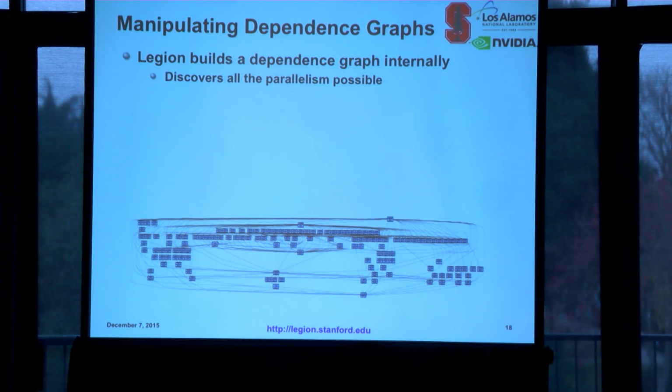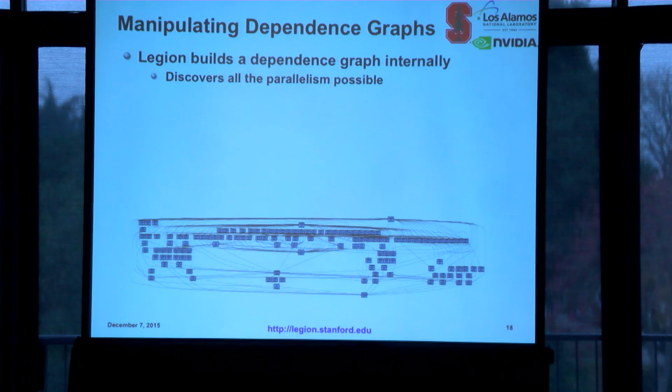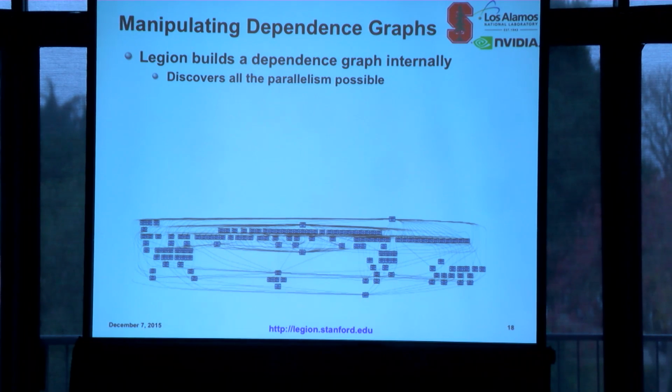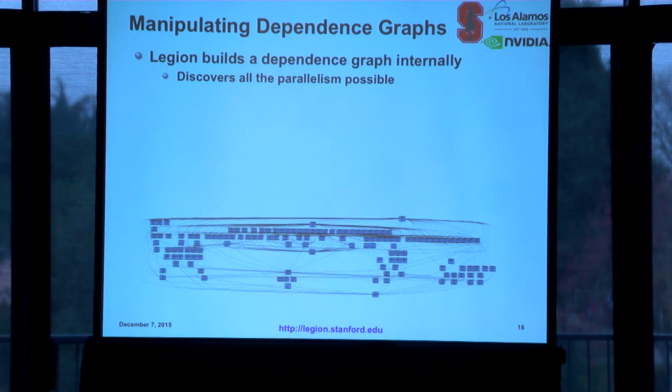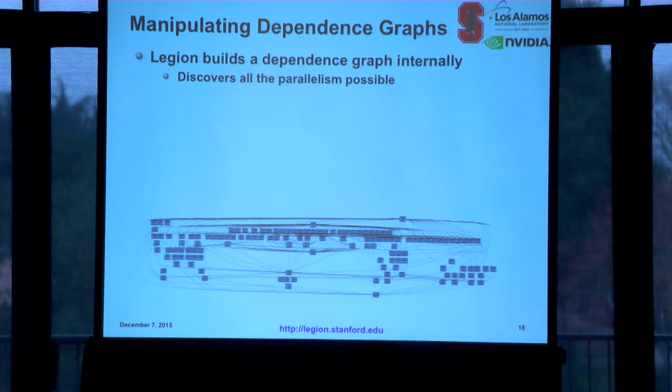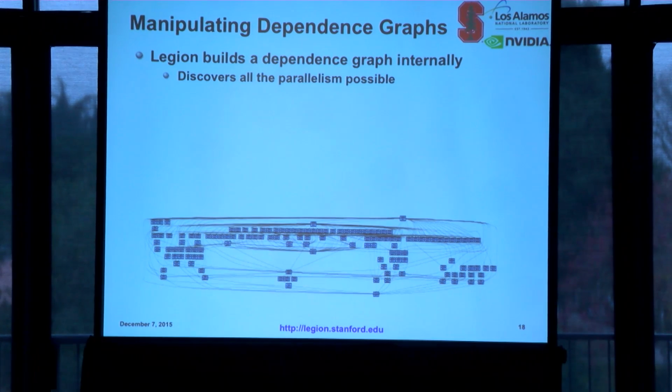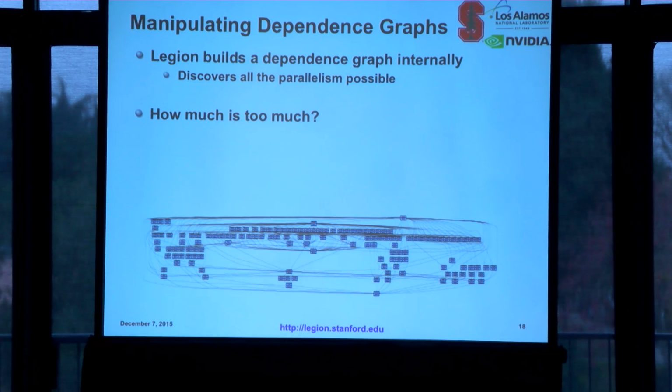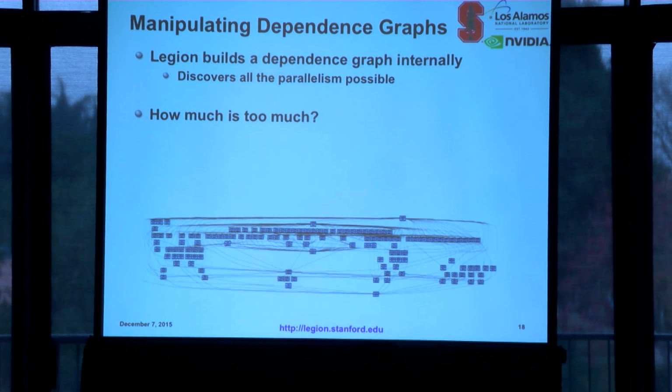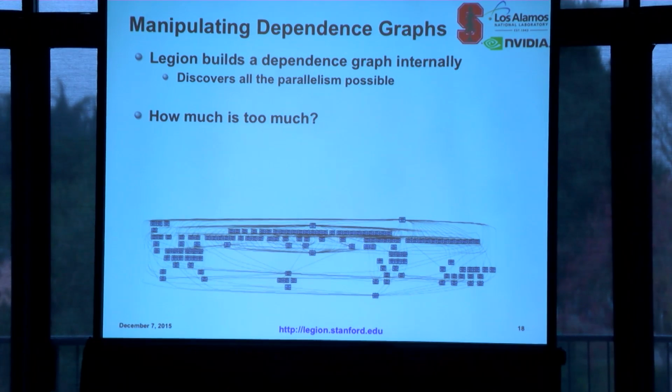I do want to talk about this part. One of the other aspects of our new mapping interface that we're adding is the ability to dynamically manipulate the dependence graphs that the runtime is generating. So we have sequential semantics, and Legion is dynamically building a dependence graph, and it's dynamically discovering as much parallelism as possible inside of this application. But just because we discover that doesn't actually mean that you want to exploit all that parallelism. Oftentimes it's better to take advantage of things like locality and reduce your parallelism to get better locality so you can get better performance.